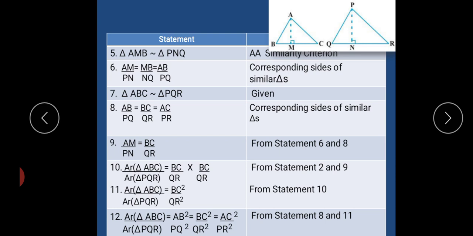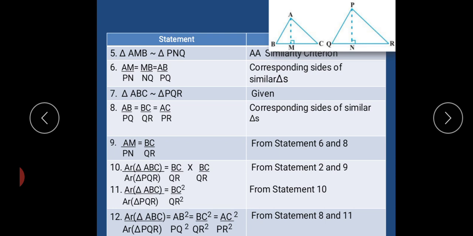Now, once you prove these two equal, we can go to statement 2, where there is AM upon PN, and you can replace there by BC upon QR. I have written the reason here from statement 2 and statement 9. You get BC upon QR into BC upon QR, and from statement 10 we get area triangle ABC upon area triangle PQR is BC square upon QR square.